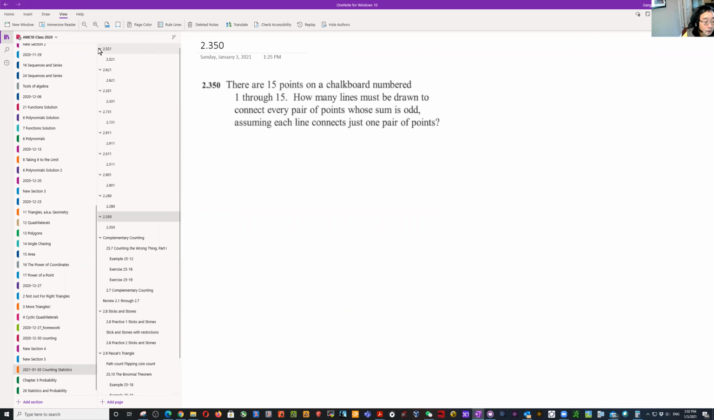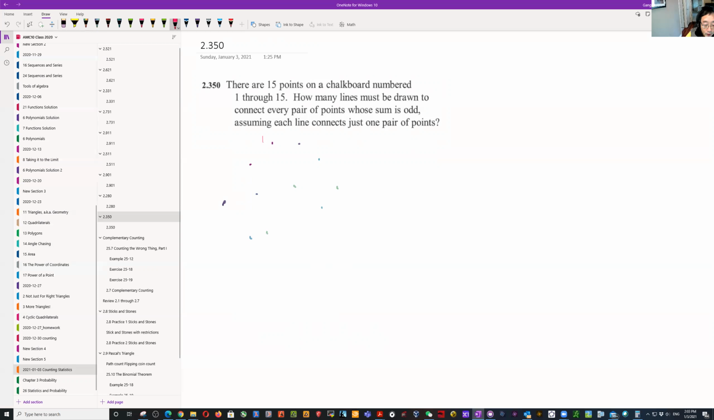Yeah, let's start on the problems nominated by the attendees. This is the problem that we're going to go through. There are 15 points on a chalkboard numbered from 1 to 15. Basically you just randomly put down 15 dots. How many lines can be drawn to connect every pair of points whose sum is odd, assuming each line connects just one pair of the points?